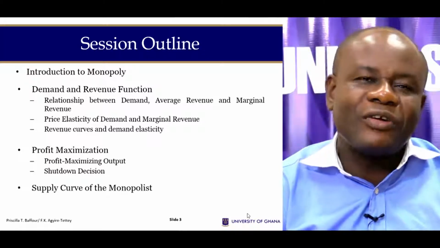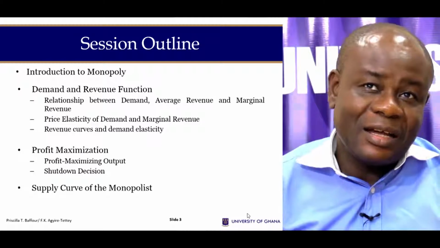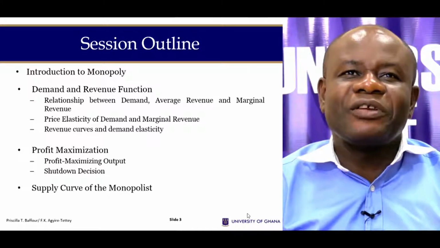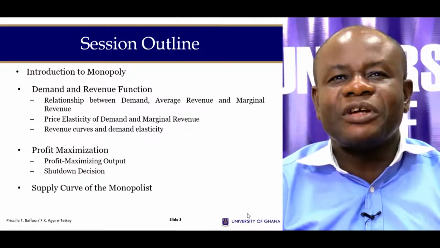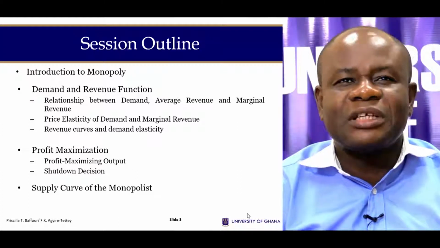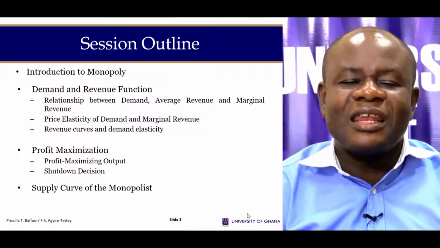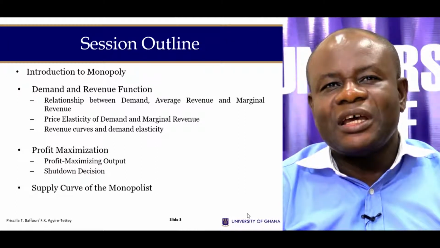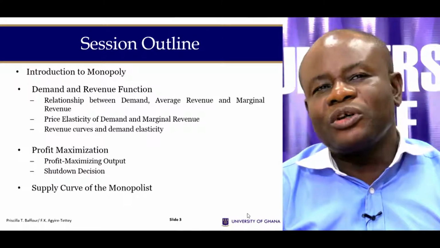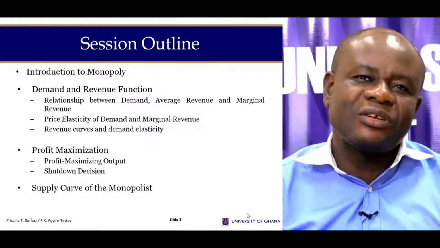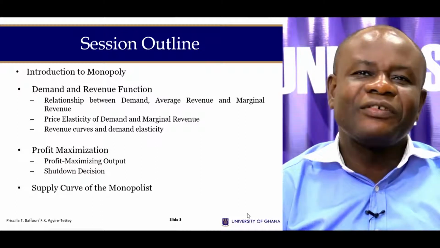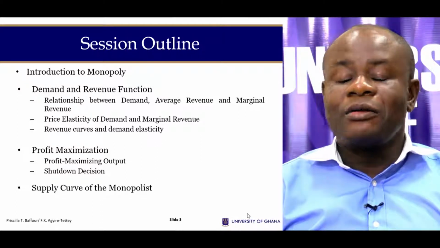We'll provide you with an introduction to monopoly, demand and revenue functions. In discussing demand and revenue function, we are going to establish the relationship between demand, average revenue, and marginal revenue. And also, we will try to establish the relationship between the price elasticity of demand and that of the marginal revenue of the monopolies. And also, look at the revenue curves and that of the demand elasticity. We will also analyze the profit maximization condition of the monopolist, and try and derive the supply curve for our monopolist.